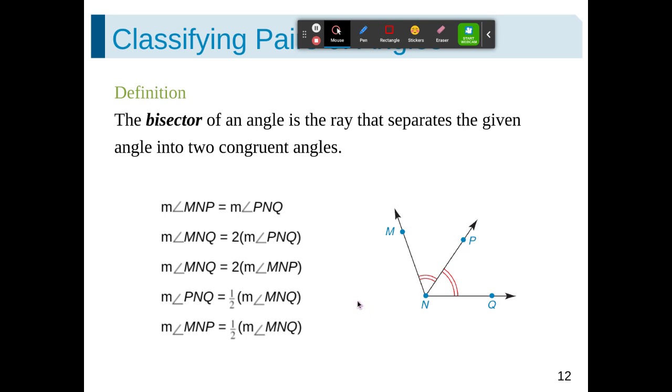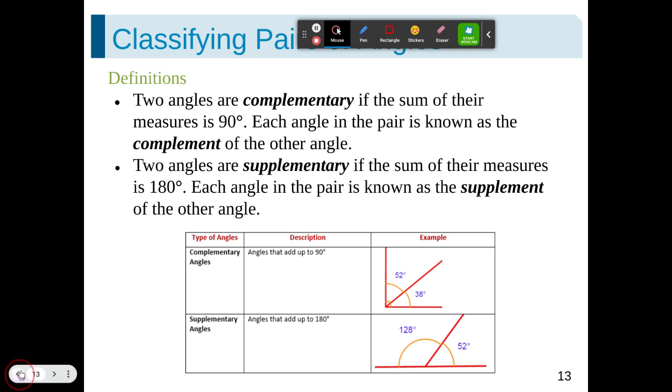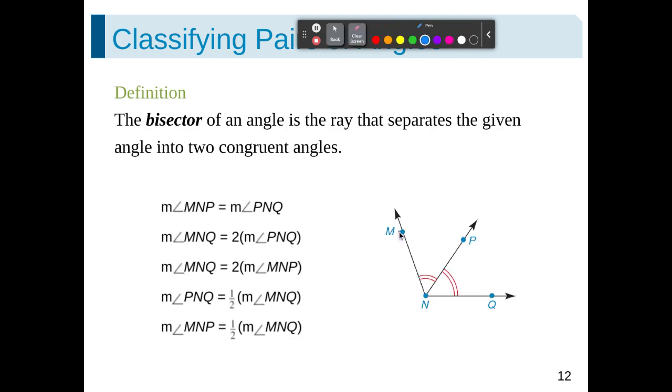Bisectors. Just like we have bisectors of a line segment, we have angle bisectors. The same rules apply. If we have a ray that cuts angle M and Q in half, then these two angles are congruent, which these marks signify. At that point, we can make different combinations where we set them equal to each other. We say that 2 of one will equal the other, or some combination.